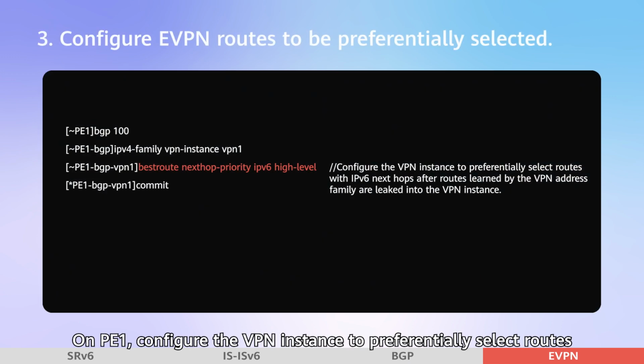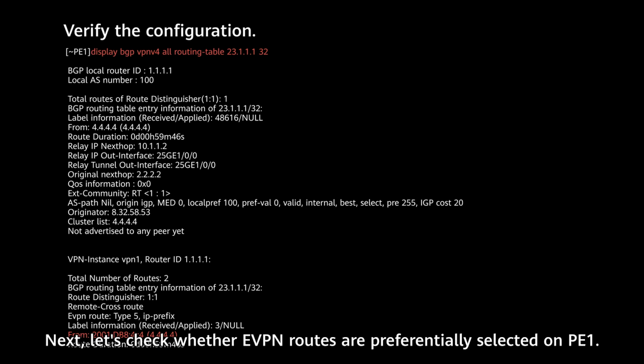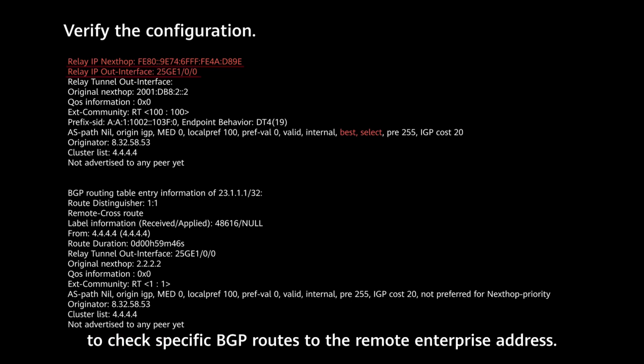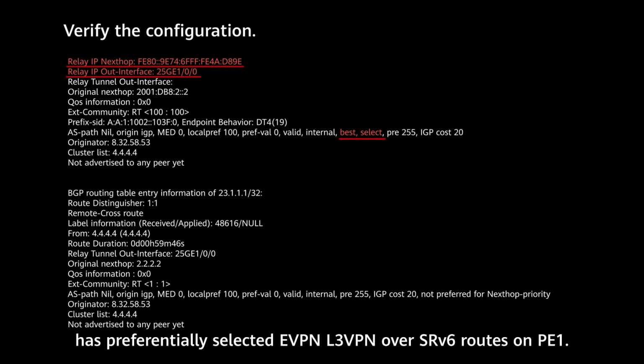On P1, configure the VPN instance to preferentially select routes with IPv6 next hops. Next, let's check whether EVPN routes are preferentially selected on P1. Run the display BGP VPN v4 all routing table command on P1 to check specific BGP routes to the remote enterprise address. The command output shows that the BGP VPN instance named VPN1 has preferentially selected EVPN L3VPN over SRv6 routes on P1.